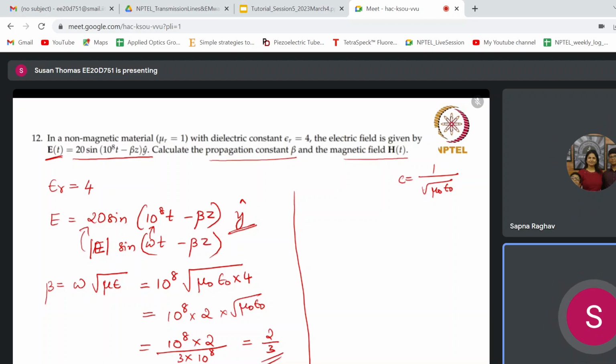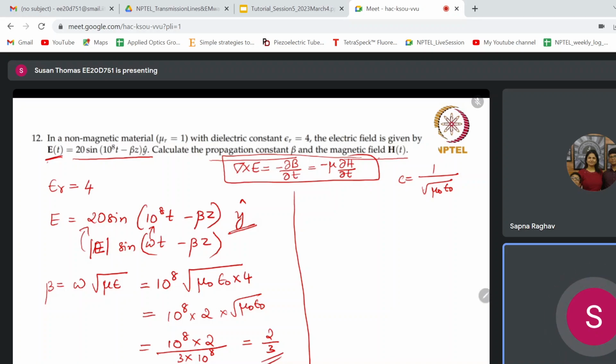Once you know the propagation constant, we need to calculate the magnetic field. We know the electric field. From the electric field, how do you calculate the magnetic field? You need to use the Maxwell equation. What is that Maxwell equation to be used? Del cross E is equal to minus dou B by dou T, or I can write minus mu into dou H by dou T. Always I'll write it in time domain form.